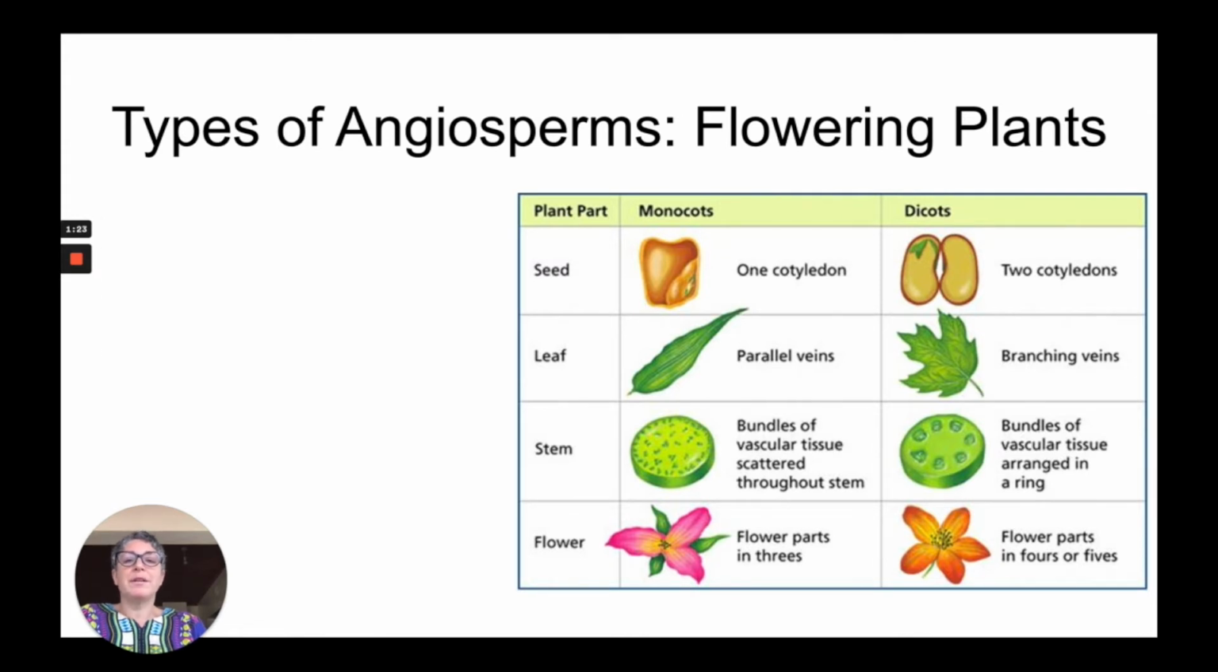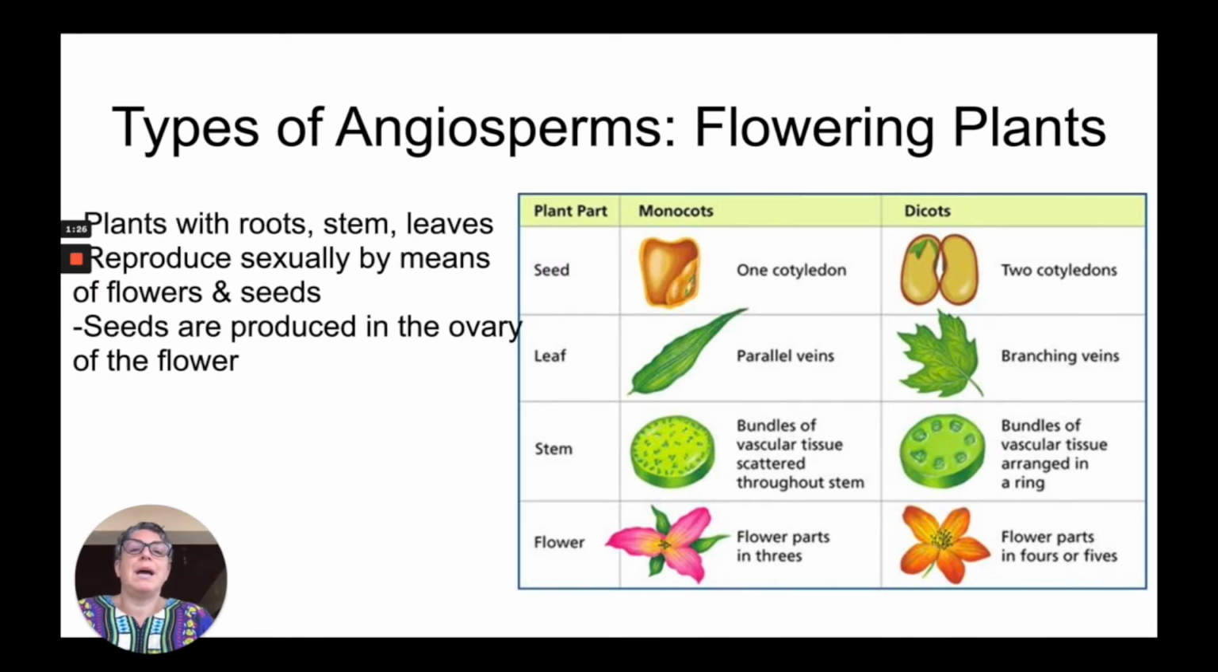So flowering plants are called angiosperms, and when we're looking at different types of plants, there are two categories, monocots and dicots, and we'll get into more detail about that. But angiosperms are plants with roots, stems, and leaves. They reproduce mostly sexually by means of using the flowers with pollen and other features that we will talk about, that turn into fruit. The fruit will produce seeds, and the seeds then germinate to produce a new plant. The seeds are produced in the ovary of the flower, which then become the fruit.